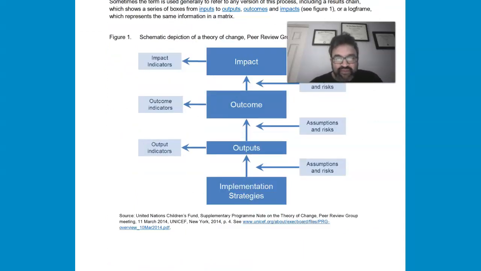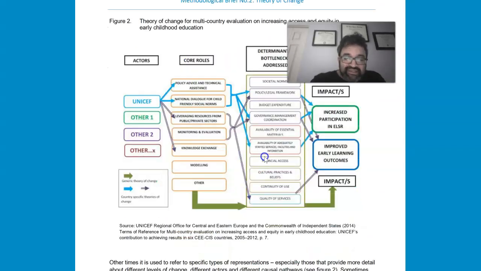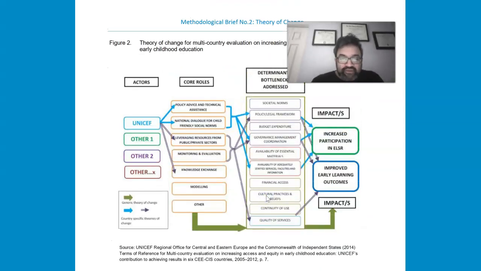We begin with this first figure, looking at the inputs and the outputs and outcomes and impacts. So it's going all the way from implementation strategies, assumptions and risks, outputs, assumptions and risks, outcomes, and then impact indicators. So this is kind of the big picture for the theory of change, but going further inward into the theory of change. So this is using an example.